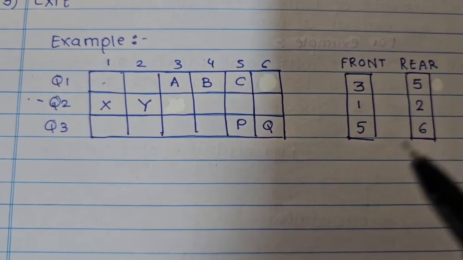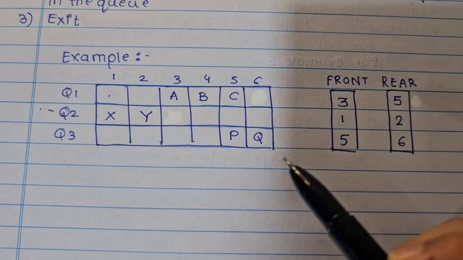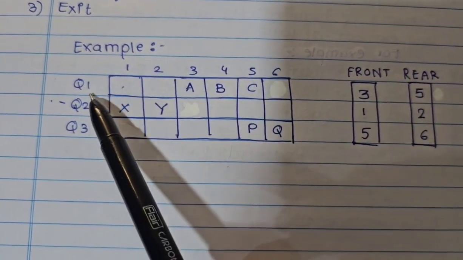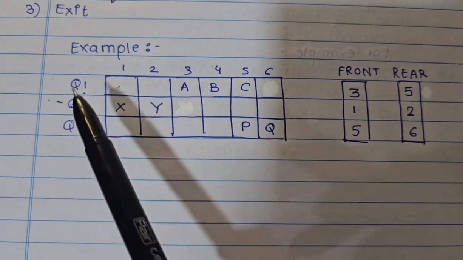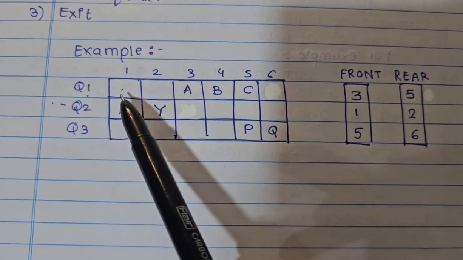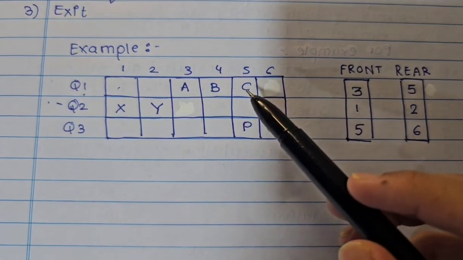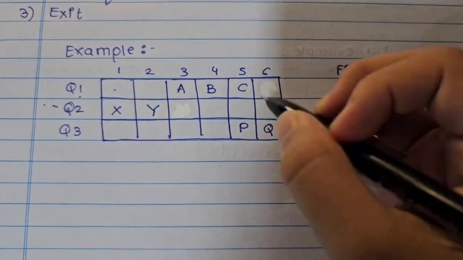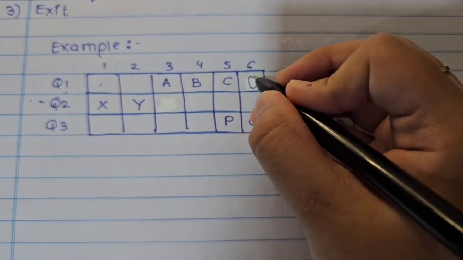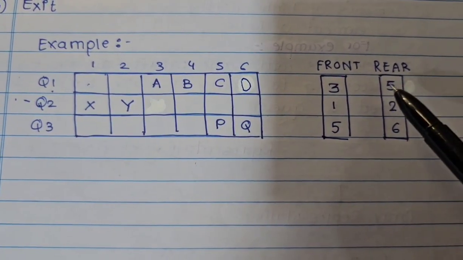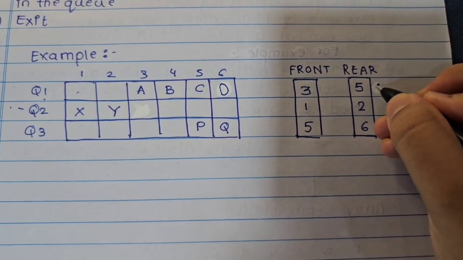Now if we want to insert an element in this priority queue, we know that insertion happens at the rear end. First we have to select a row in which to insert the element. Do we want to insert it in Q1, Q2 or Q3? Let's suppose I want to insert the element in Q1, so its priority will be 1. I want to insert the element D. Insertion always happens at the rear end, so D will be inserted here. Rear was 5, but now the rear will be rear plus 1, so it will be 6.